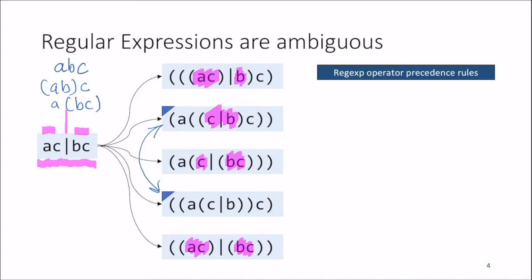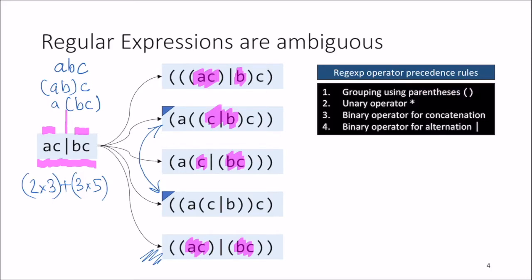So if we assume concatenation looks like multiplication and alternation looks like addition, then you could think of this as 2 times 3 plus 3 times 5, in which case you know that we would do the multiplication first. And that's why we prefer to write the regular expression, or interpret the regular expression, using that bracketing at the last one there in the list.